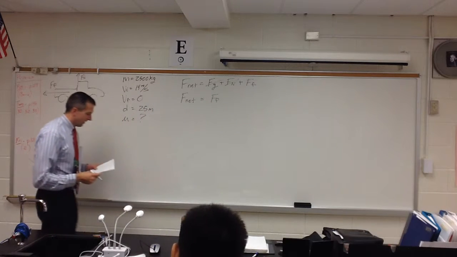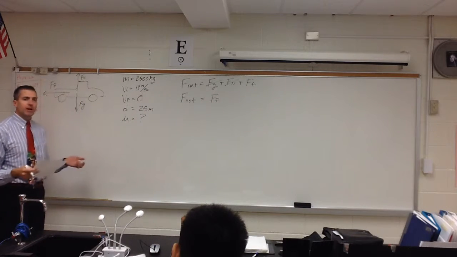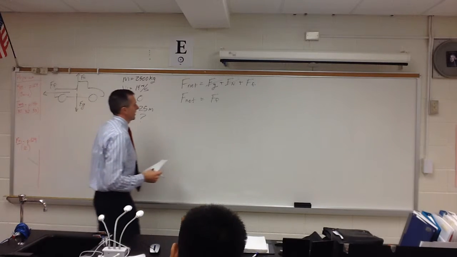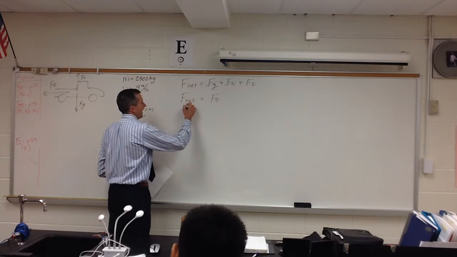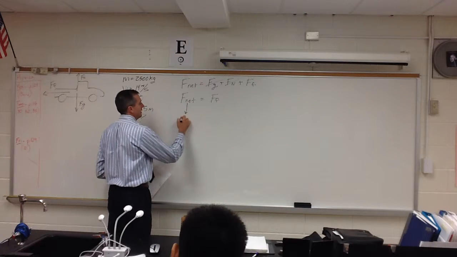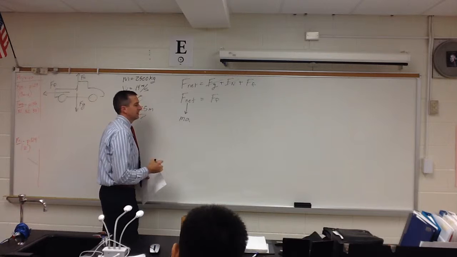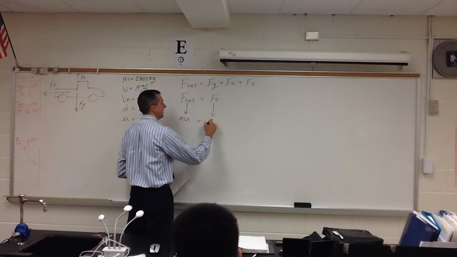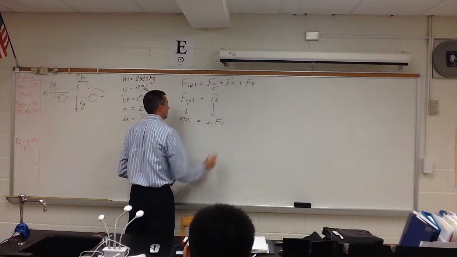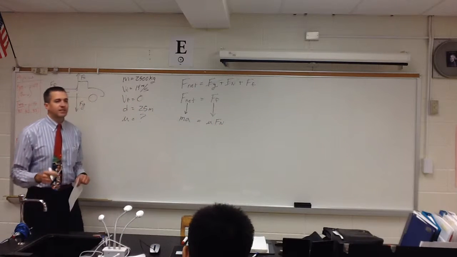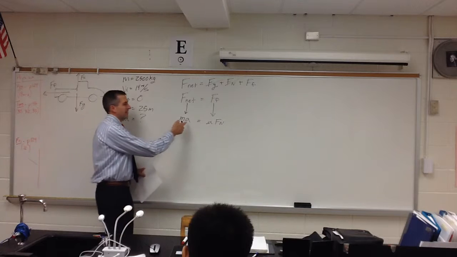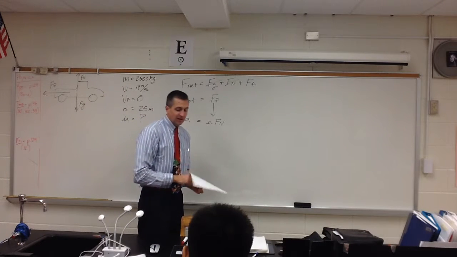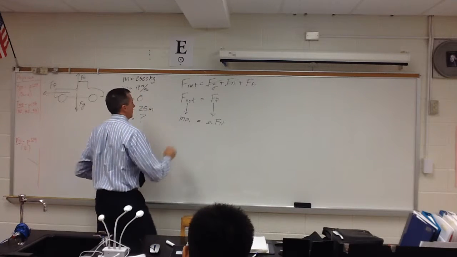Oh, well, that's interesting. It seems like the problem's going to be pretty easy, but there's a couple of unforeseen things coming here. So the next thing I say is, okay, I know that Fnet is mass times acceleration. We learned that previously. I know that Ff is mu times Fn. Here's where I see my first problem. I don't have the acceleration. And when I don't have the acceleration, it's going to require that I do a little side problem.